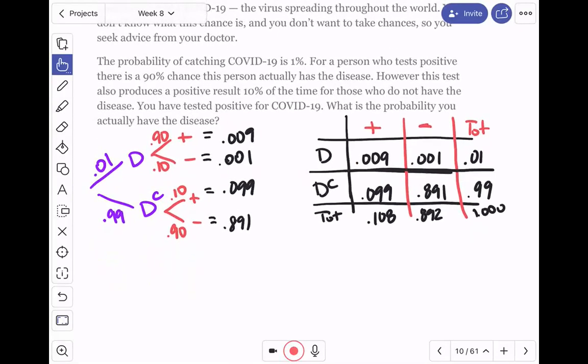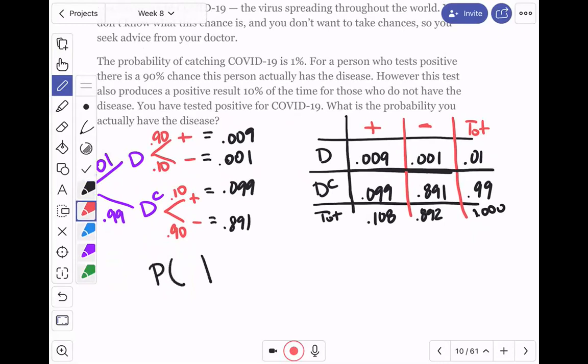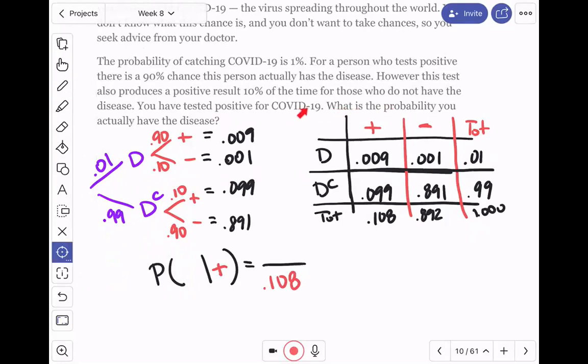In order to fit into the sample, what has to happen first? You have to have had a positive test. So you have to have a positive test to get into the sample. You're restricting it to the positive people, and we said that is 0.108. Out of those people, who am I interested in? The ones that actually have the disease, D.